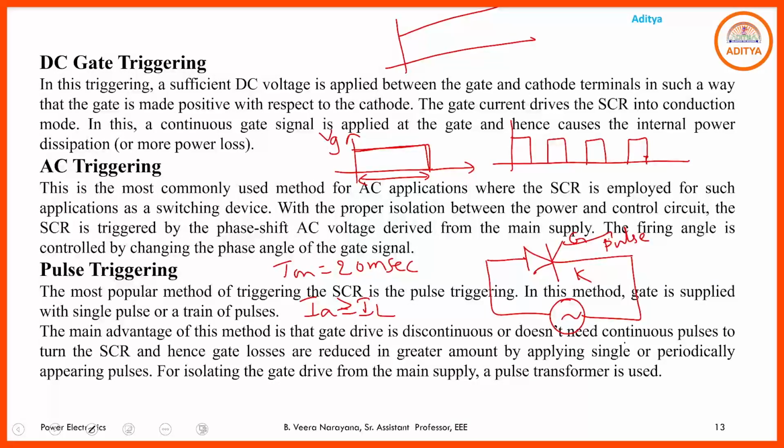Corresponding to that, if the current crosses over the latching current, then there is no requirement of the gating voltage, and that gate voltage is disconnected and continuously the SCR will be in the on state. Hence this pulse triggering method is the most economical, efficient and advantageous turn on method to turn on the SCR.